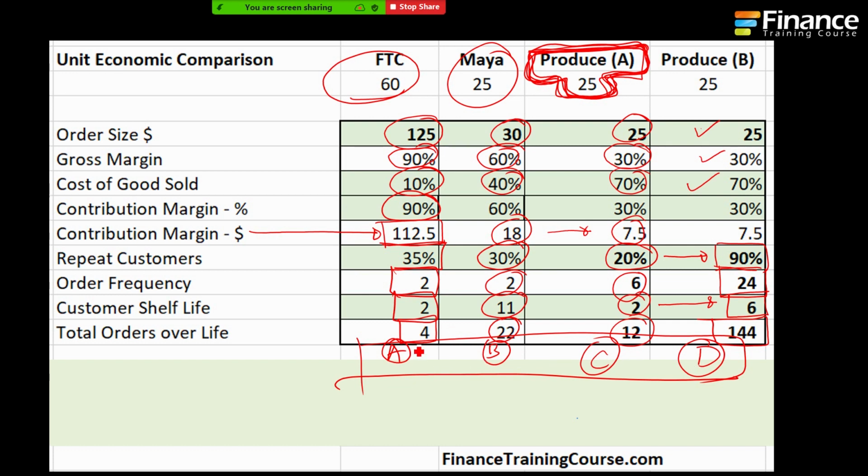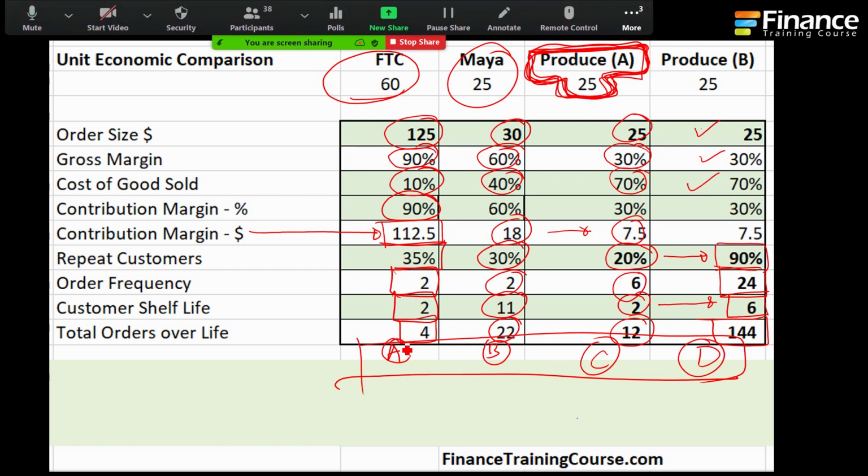If you're an FTC fan, it's A. I know some of you have already done that. If you're a Maya fan, it's B. If it's produce A, it's C. If it's produce B, it's D. We have 38 people in the class. You should all be able to cover that.